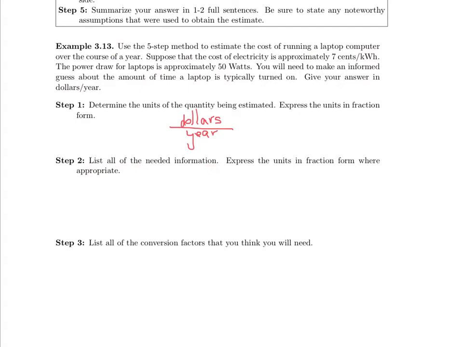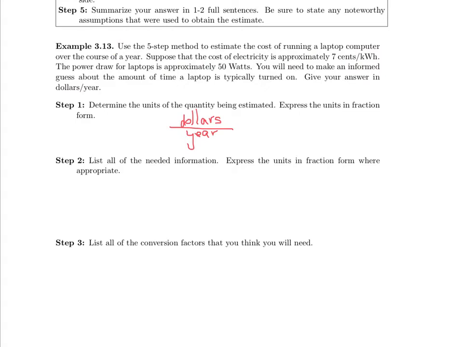This is the information we believe we would need to know in order to make this estimate. Go ahead and express the units in fraction form wherever appropriate. Well, let's go back and look at the information we were given. There's an assumption. Suppose that the cost of electricity is approximately 7 cents per kilowatt hour. That is an assumption or an educated guess, but that is one of the pieces we think we ought to know in order to estimate the annual cost.